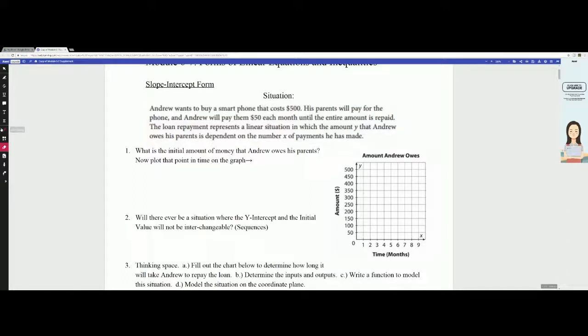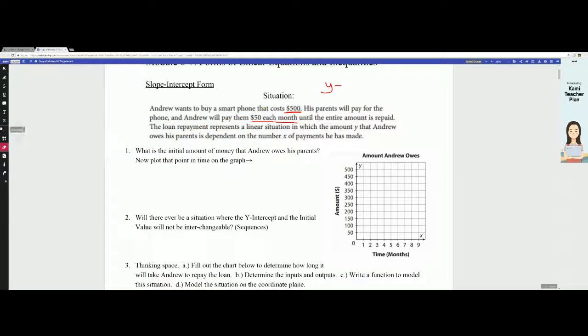All right. Pretend you are Andrew here. Andrew wants to buy a smartphone. It costs 500 bucks. Now his parents will pay for the phone, and Andrew's going to pay them 50 bucks every month, until the amount is repaid. Now in slope intercept form, you can do y equals.